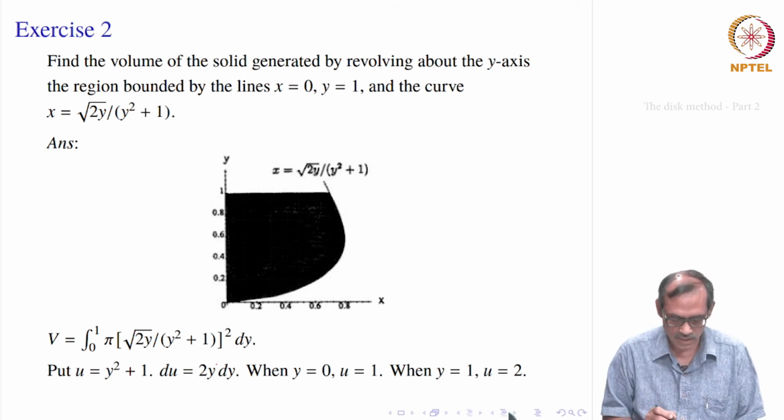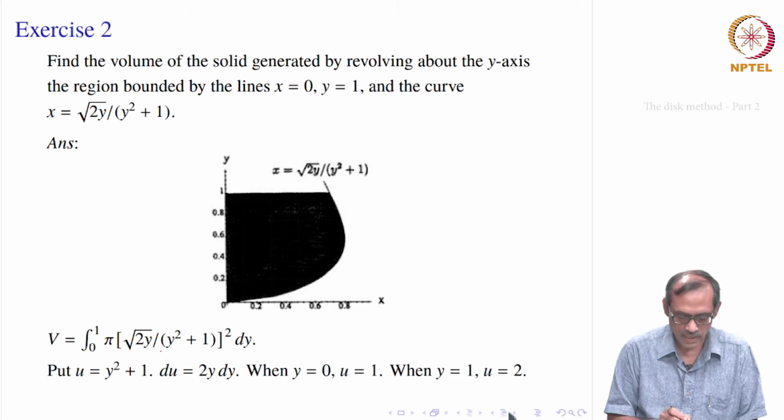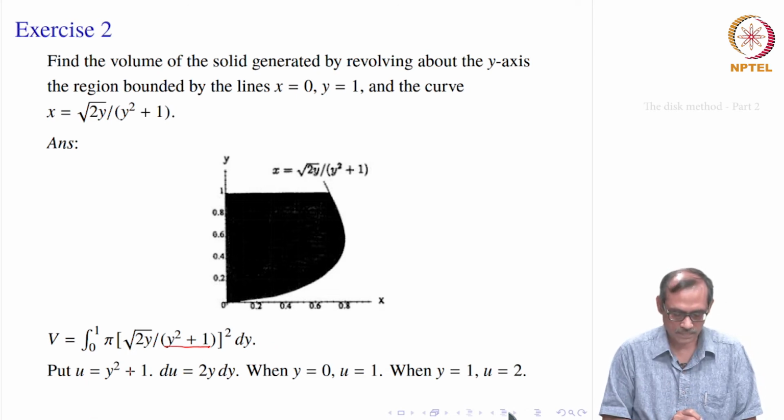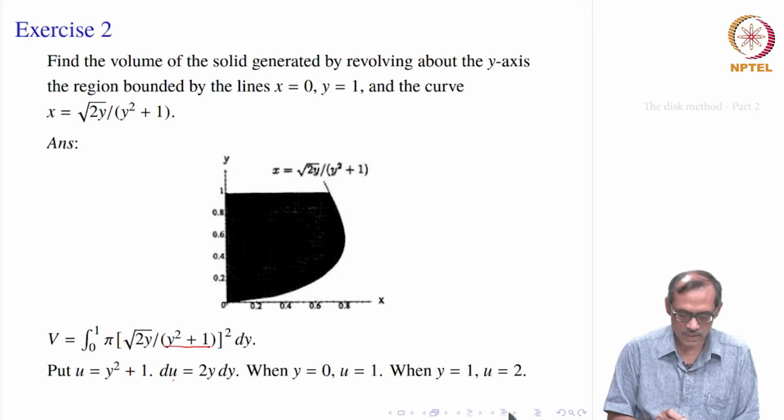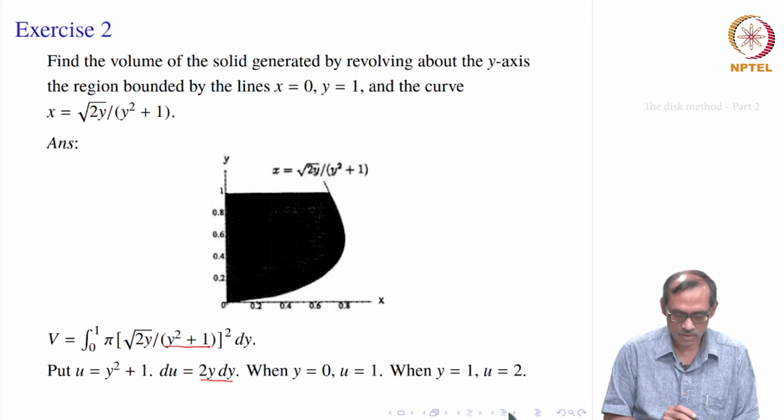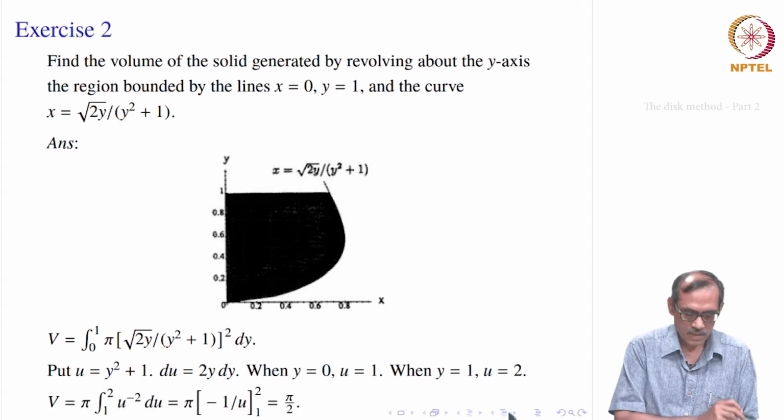So, how do we compute the integral? The y square plus 1 is creating a problem in the denominator. Okay. So, what do we do? We substitute u equal to y square plus 1. Once we substitute, we get du equal to 2y dy, and let us find the limits. When y equal to 0, u equal to 1, and when y equal to 1, u equal to 2, that is right. So, we rewrite the integral now.